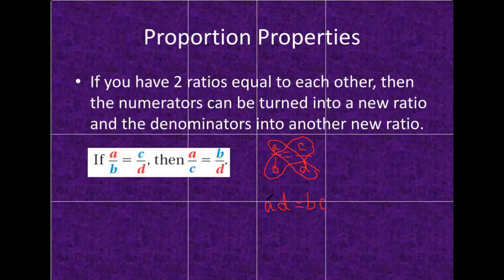If I want to say A over B, I take the next variable and then come back, so it will be C over D. If I say D over C, then continue with B over A. If I want to say B over D, then it will be A over C. That means if you have two equal ratios, we can make new ratios by using a numerator and a denominator. So A over B equals C over D, then A over C equals B over D.